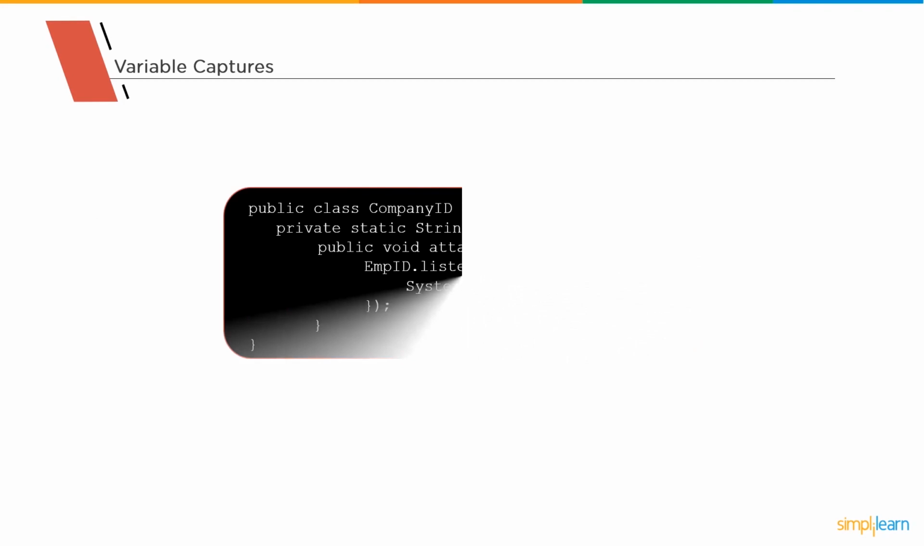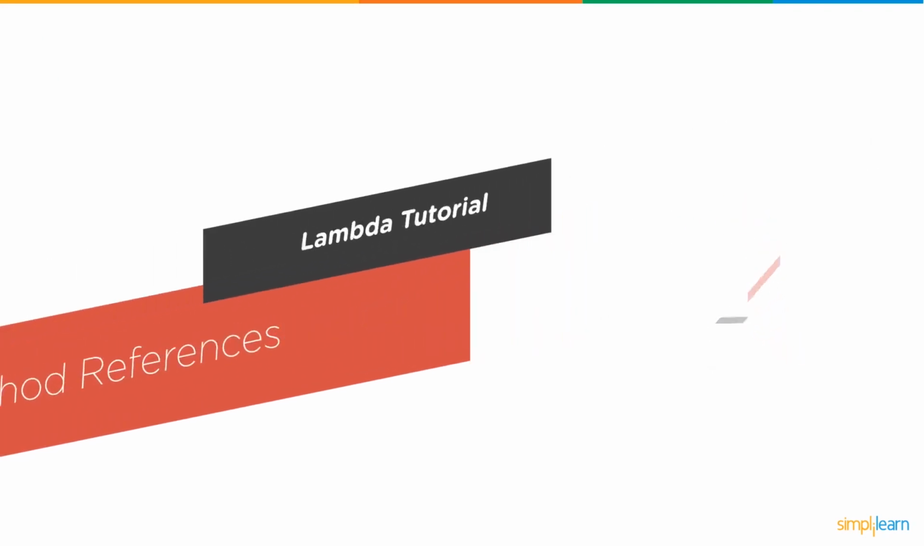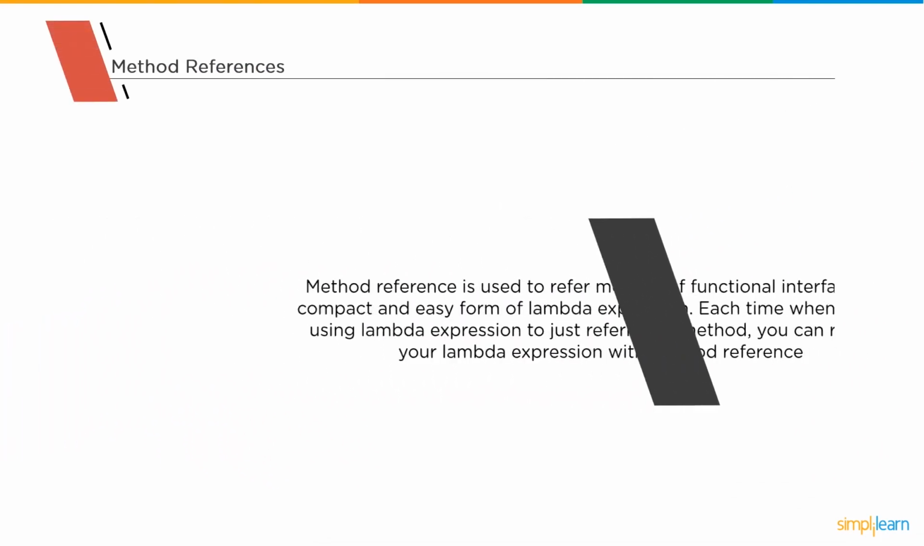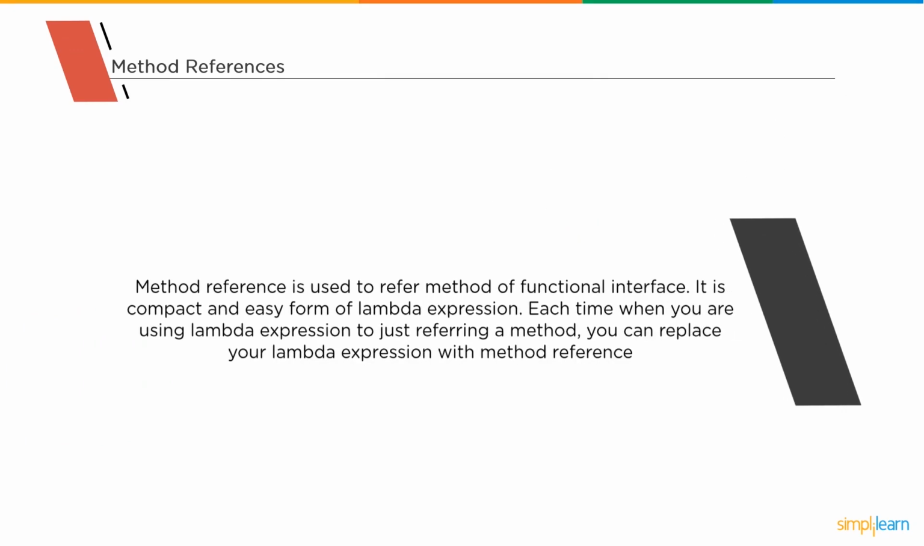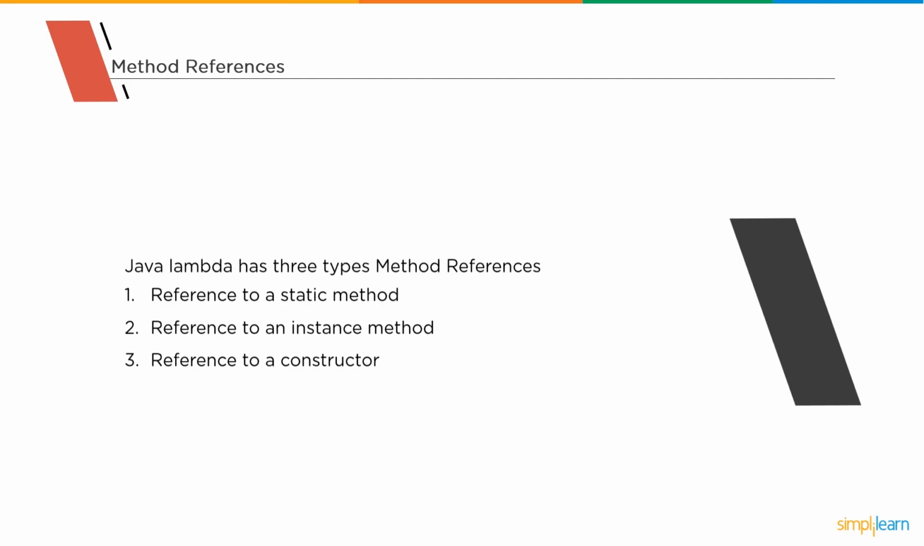Followed by the variable captures, we have the method references. A method reference is used to refer to a method of a functional interface. It is a compact and easy form of Lambda expression. Each time you are using a Lambda expression just to refer to a method, you can replace your Lambda expression with a method reference. There are three types of method references available in Java Lambda expressions: reference to a static method, reference to an instance method, and reference to a constructor.